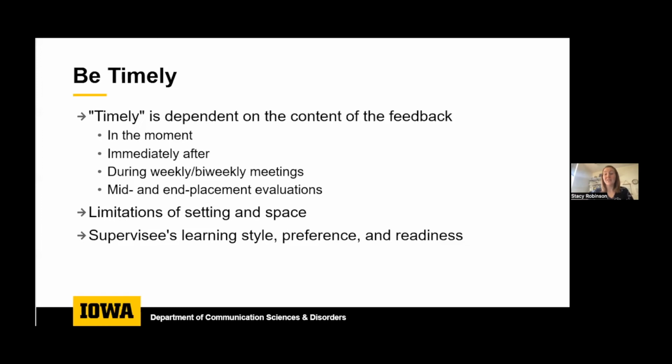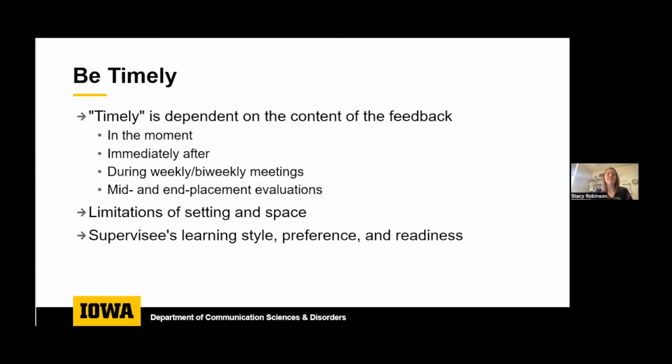Your setting or your space might also limit when you're able to provide feedback. So we're in an outpatient clinic setting. I see pediatric clients. So from 2:30 to 5, pretty much every day, I am seeing multiple clients back to back, sometimes overlapping because we have students. And so I don't always have the ability to give verbal debrief right away. This is part of why I rely a lot on written feedback, so that students do have something immediate that they could read. But you might be in another similar situation where you can't give that verbal debrief every time.